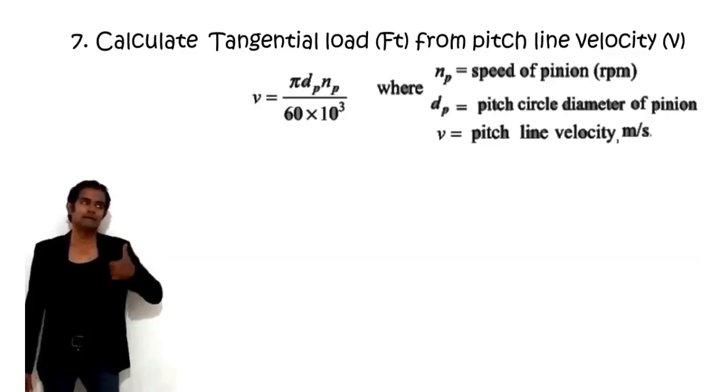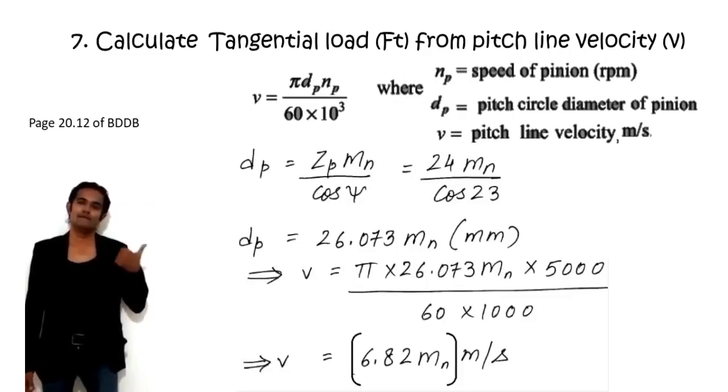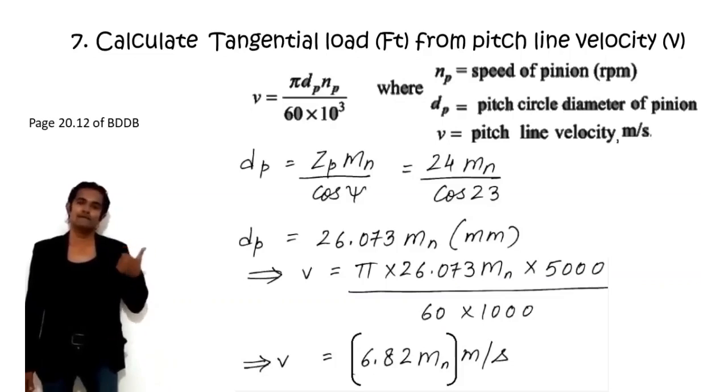Step number 7 is to calculate the tangential load. The formula is there on page number 20.12 of Bhandari Design Data Book. DP we have already found out previously from this formula, which is 26.073 normal module. So if I put down the value of DP and NP, which is the speed in RPM of pinion, which is 5000, then I'm going to get pitch line velocity as 6.82 normal module meter per second.